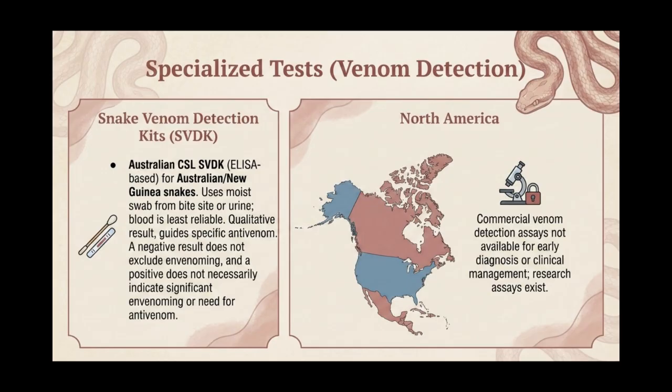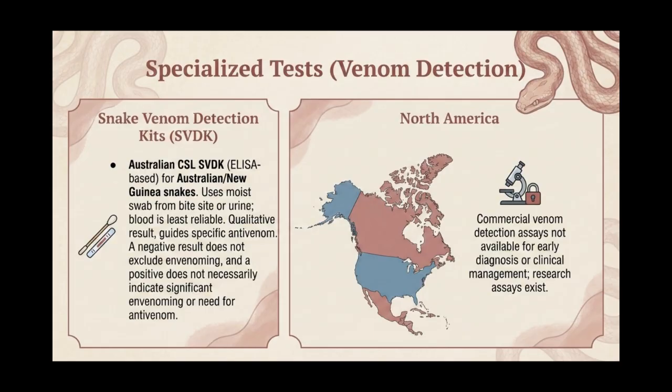The most effective sample for testing is a moist swab taken from the bite site. If the bite site is unavailable, urine can be used as an alternative sample. Blood samples are considered less reliable for detection purposes. The kit provides a qualitative result, which indicates the immunotype of the venom. This information helps guide the appropriate use of specific antivenoms rather than generic polyvalent antivenoms.